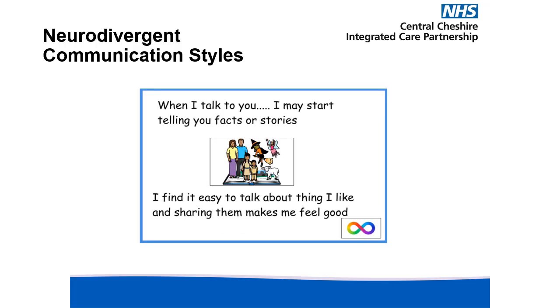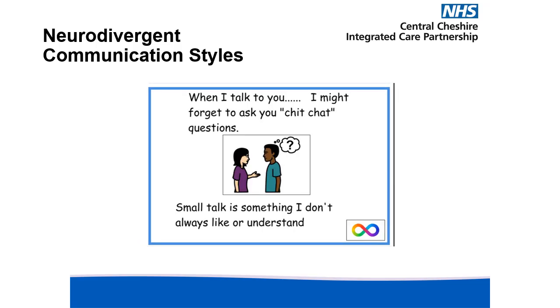When I talk to you, I may start telling you facts or stories. This is because I find it easy to talk about things I like, and sharing them makes me feel good. When I talk to you, I might forget to ask you social or chit-chat questions. This is because small talk is something I don't always like or understand.